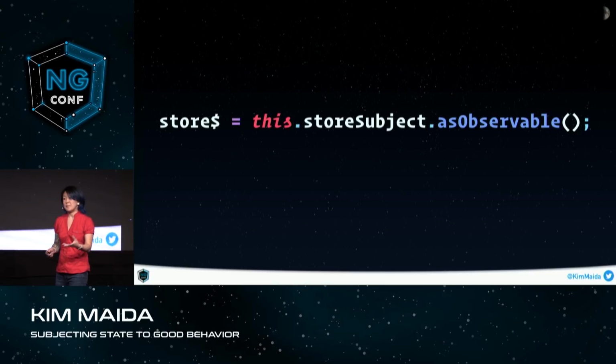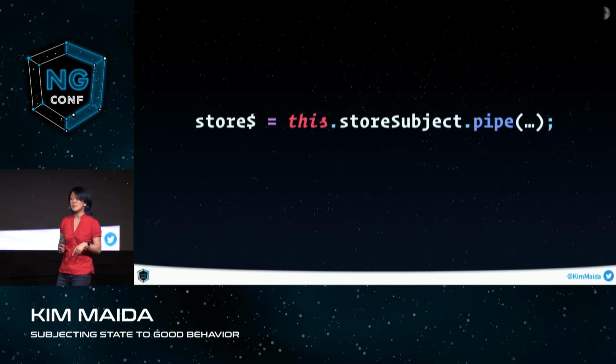Now, because we set up our behavior subject as private, we need to create a public observable version of it so that we can actually subscribe to it in our application. So we can create a store observable, and then we can just use the asObservable method on our store subject in order to create that. And what this does is it hides the identity of the source sequence so that we can't just call store$.next and get that sort of reactive power trip phenomenon happening.